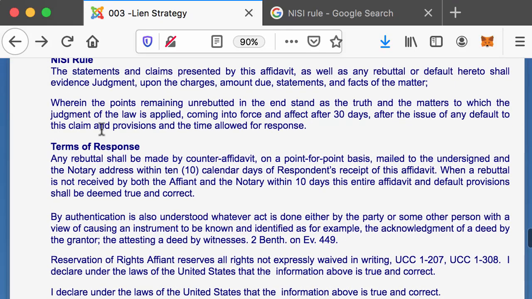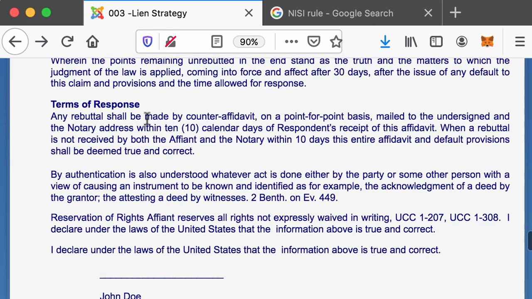And then we get into the terms of response, and you guys are already familiar with this. Any rebuttal shall be made by counter affidavit on a point-by-point basis, mailed to the undersigned and the notary, addressed within 10 calendar days, etc., etc.